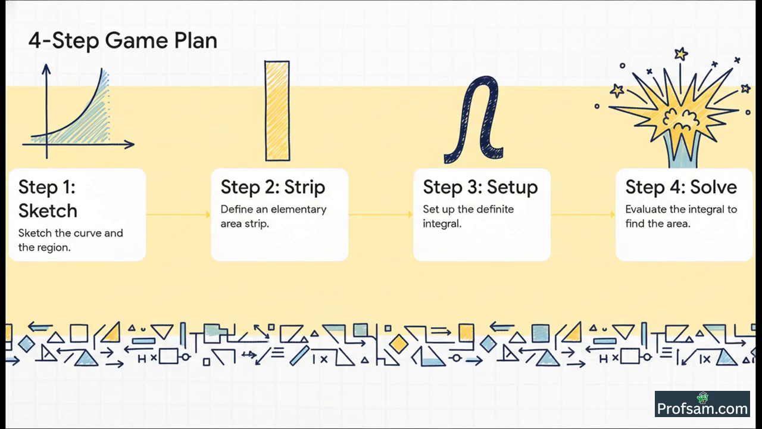And here's the best part. To solve basically any of these problems, you just need to follow this 4-step game plan. Think of it as your cheat code for calculus. First, sketch the regions so you can see what you're dealing with. Second, define your elementary strip. Just draw one of those tiny rectangles. Third, set up the integral to add them all up. And fourth, solve it and you're done.